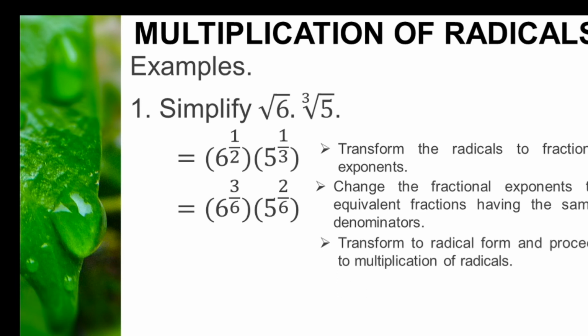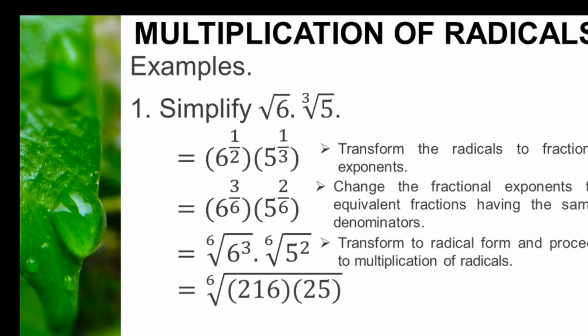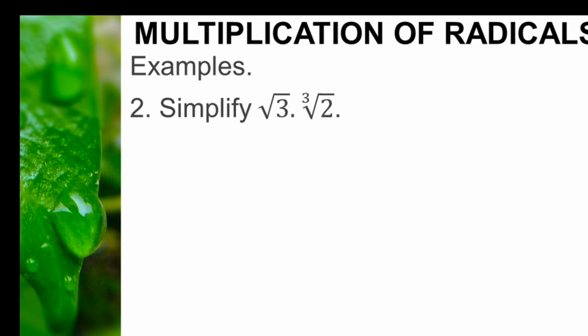Therefore, we can transform to radical form and proceed to multiplication of radicals. So 6 raised to 3/6 could be changed as the 6th root of 6 cubed, while 5 raised to 2/6 could be changed as the 6th root of 5 squared. Since the indices are already equal, we can now proceed to multiplying the radicands. So therefore, we have the 6th root of 216 times 25. 216 is actually 6 raised to 3, while 25 is 5 squared. The product of the given radical expression, square root of 6 times the cube root of 5, is the 6th root of 5,400.